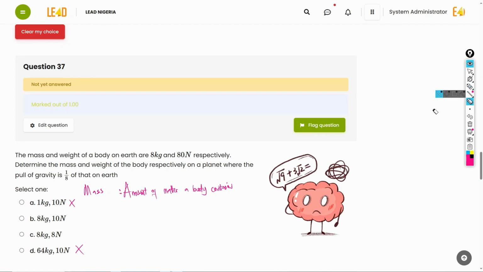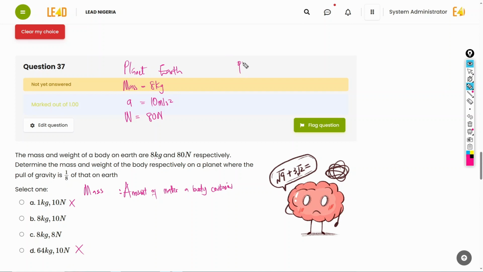Now, on planet Earth, the mass is 8 kg. Your acceleration is 10 meters per second squared. You can even derive it from W equals mg, or F equals ma, to get the acceleration. And your weight is 80 newtons.